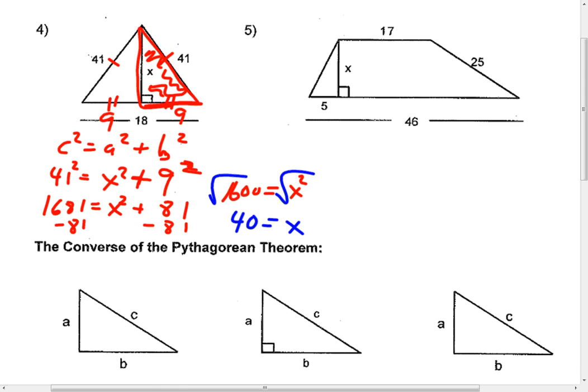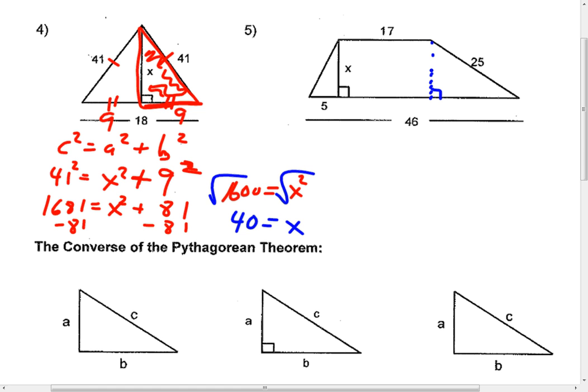Always ask yourself, does it make sense? It's a leg, so it should be less than the hypotenuse. Is it less than the hypotenuse? Yes, barely. Did everybody do this?